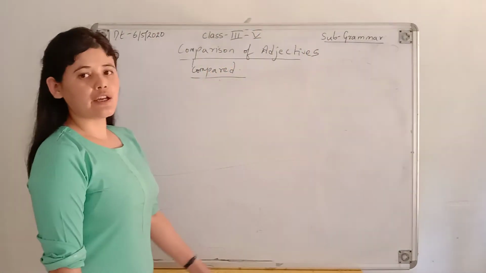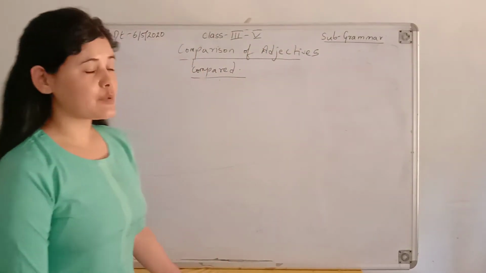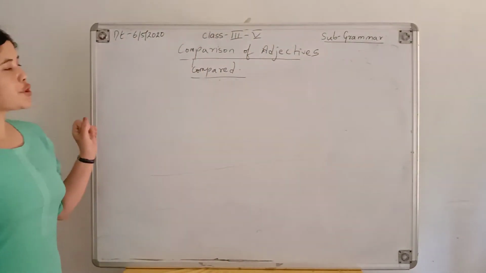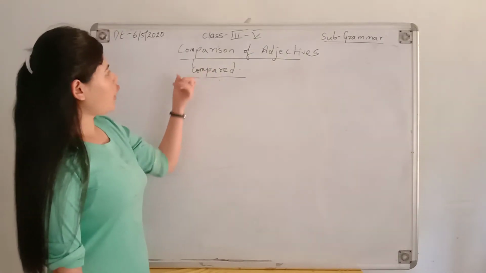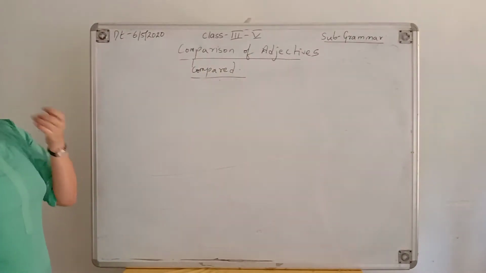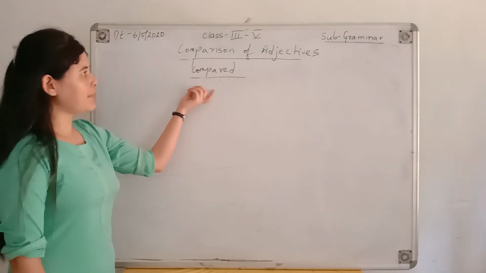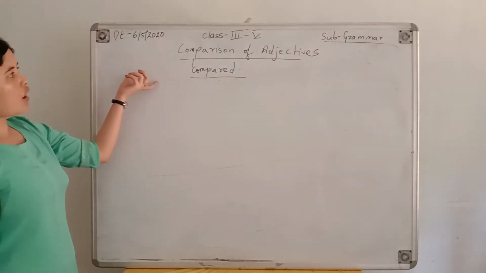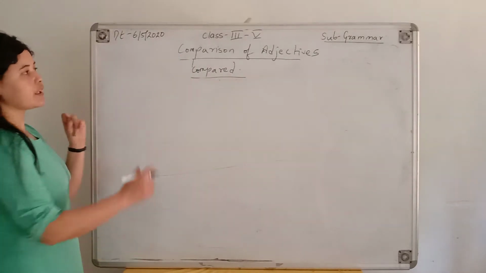So yesterday I taught you about adjectives along with their types. Today I am going to teach you about comparison of adjectives. We all know the meaning of comparison. Comparison means to be compared. When we talk about comparison of adjectives, there are three kinds.